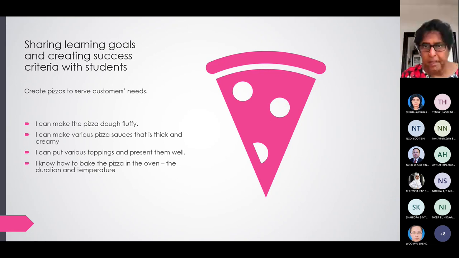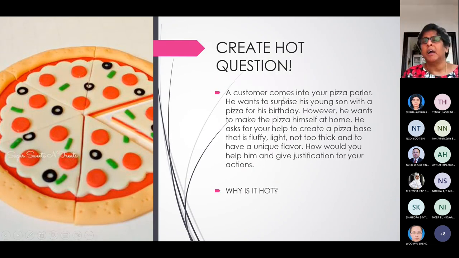For example, like this. A customer comes into your pizza parlor. He wants to surprise his young son, okay, the word here, young son, with a pizza for his birthday. So this is the customer's needs. However, he wants to make the pizza himself at home. He asks for your help to create a pizza base that is fluffy, light, not too thick, and to have a unique flavor. How would you help him and give justifications for your action?